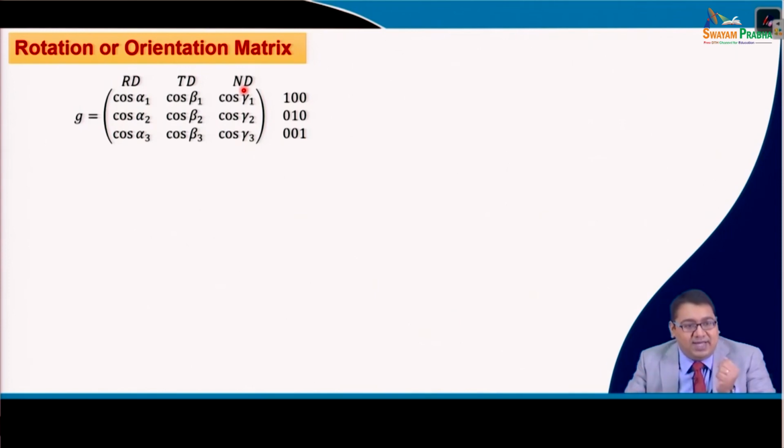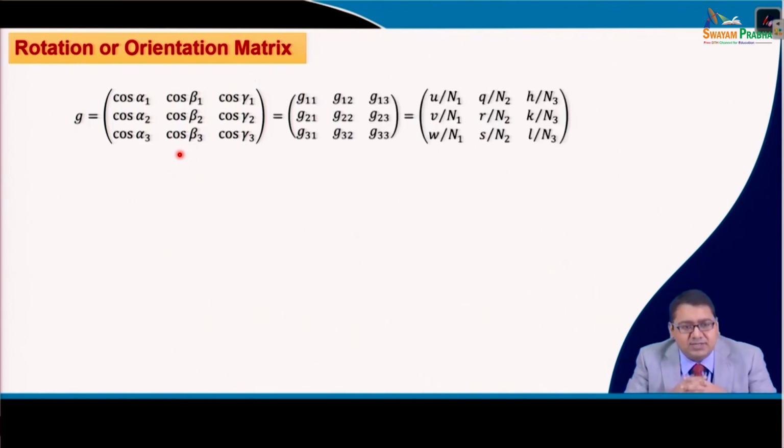Like that, RD, TD and ND can be related to 0 1 0 to form cos alpha 2, cos beta 2, cos gamma 2, and with 0 0 1 to form cos alpha 3, cos beta 3, cos gamma 3. This is the way an orientation matrix is defined. The nine variables cos alpha 1, cos beta 1, cos gamma 1 and all the others are shown as G11, G12, G13, G21, G22, G23, G31, G32, G33 in the matrix.